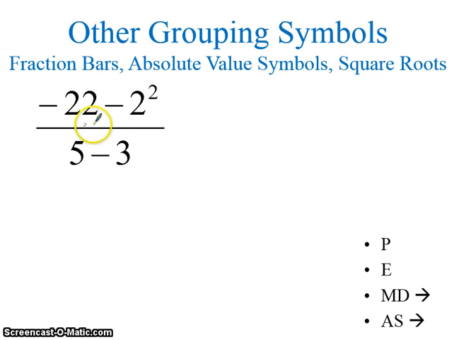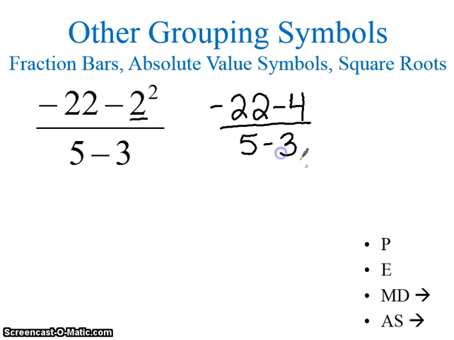So if you look at the numerator, we have subtraction and we have an exponent. Which one has to be completed first, subtraction or an exponent? Exponents must be completed first. So we have a square and the base number is 2. So 2 squared is 4. So we have negative 22 minus 4 over 5 minus 3.